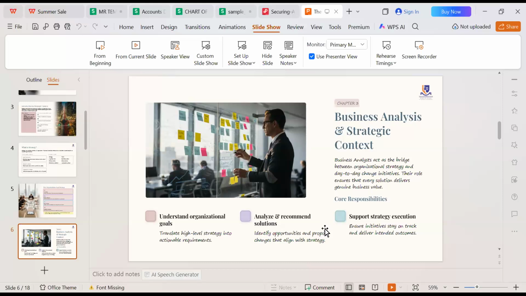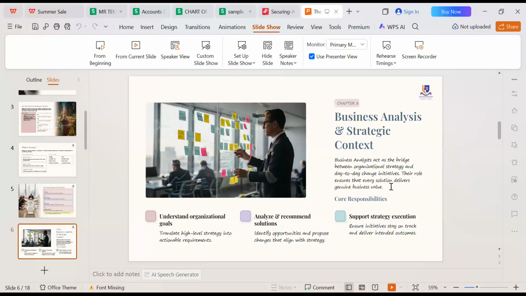Are we good? So business analysts act as the bridge between organizational strategy and day-to-day change initiatives, right? Our role ensures that every solution delivers genuine business value. I say our role because we are BAs. I'm a BA. We on this call are BAs. So when we sit between the business and the actualization of the strategic goal or objective, we get to understand and put together the ideas, the initiative, the understanding of the business goal, the strategic goal, and all of that.